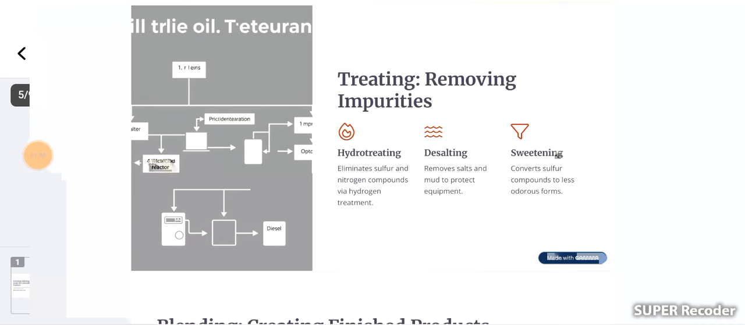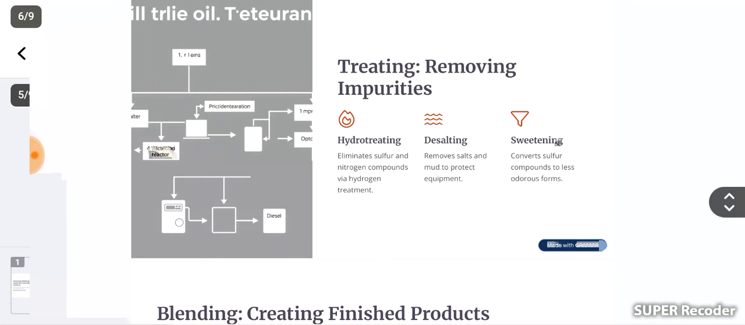Now we see treating, removing impurities, as shown in the diagram. We do it in three ways. Sweetening means converting sulfur compounds to less odorous forms. Second is desalting, removing salts and mud to protect equipment. And hydrotreating means eliminating sulfur and nitrogen compounds via hydrogen treatment, as shown here in the diagram.